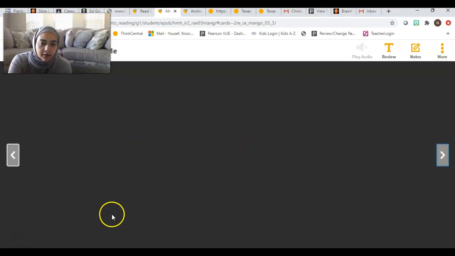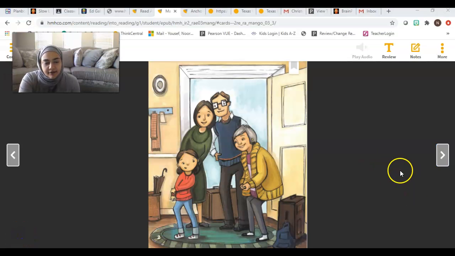Okay, it's loading. So looking at this picture, I guess that's her abuela. And abuela in Spanish means grandma. And that's probably the main character. And that's her mom and her dad, right?